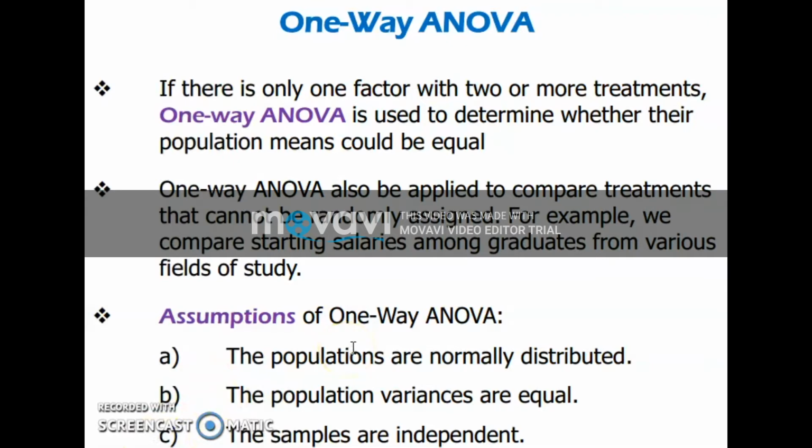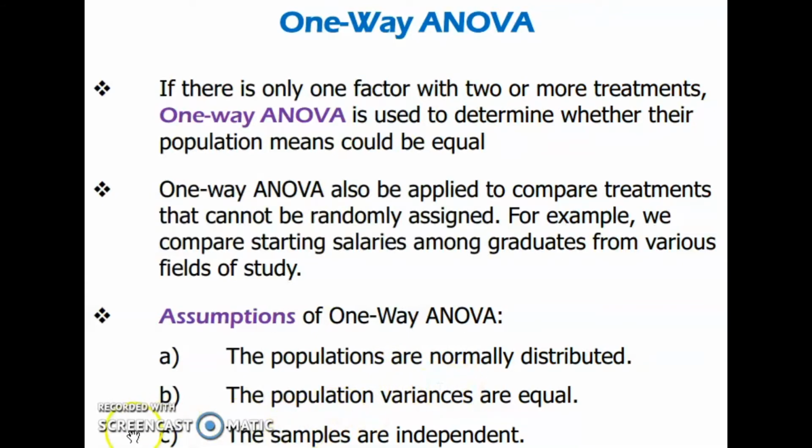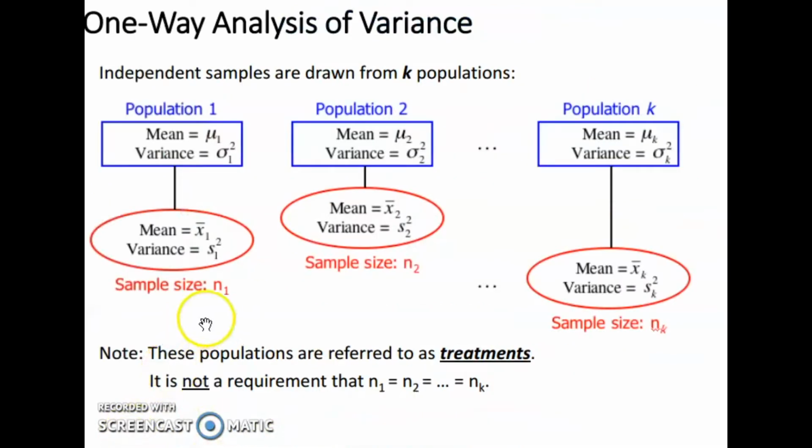The assumptions of one-way ANOVA are that the populations are normally distributed, the population variances are equal, and the samples are independent. So this is the framework for one-way ANOVA.